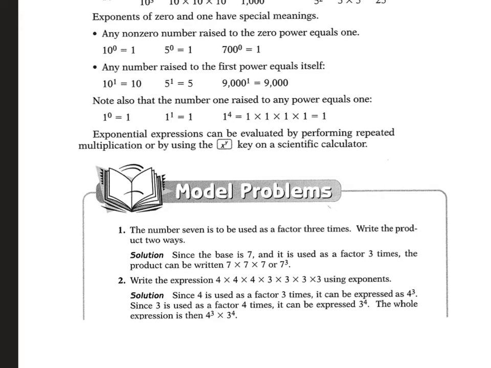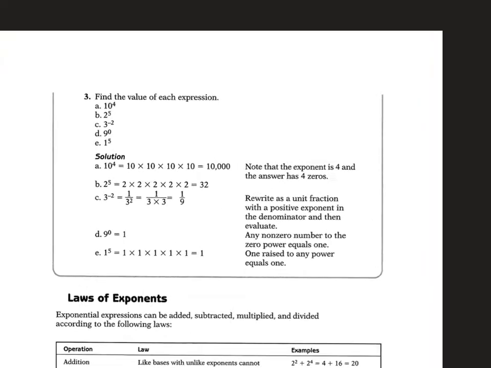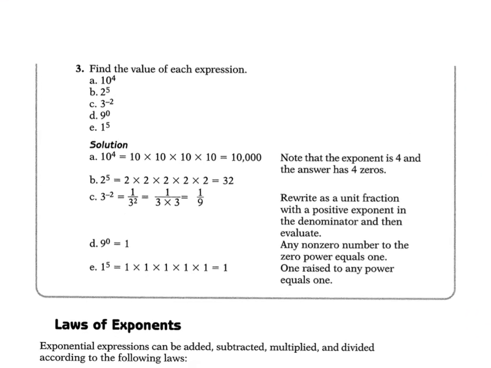For 2, it asks us to write the expression 4 times 4 times 4 times 3 times 3 times 3 times 3 using exponents. Well, you see there that there's 3 4s, and then there's 4 3s. So that would be 4 to the third power times 3 to the fourth power. For 3, we're finding the value of each expression.